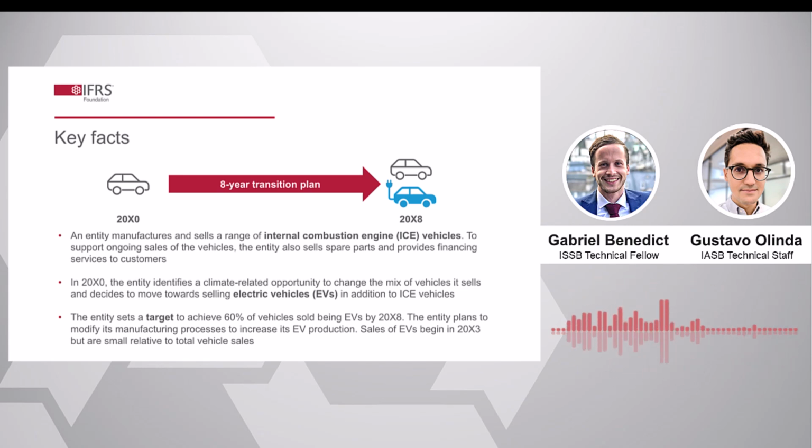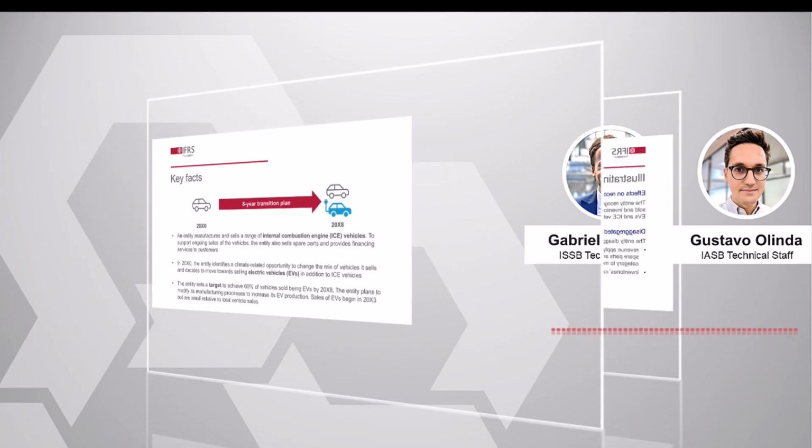In 20x0, the entity has set a target for EVs to represent 60% of the total number of vehicles it plans to sell by 20x8. To achieve that target, the entity plans to modify its manufacturing processes to increase its EV production over time. Sales of EVs begin in 20x3, but are still relatively small compared to the entity's overall sales. For the purpose of this example, we will look at what information the entity would disclose in 20x3 when it begins to sell EVs.